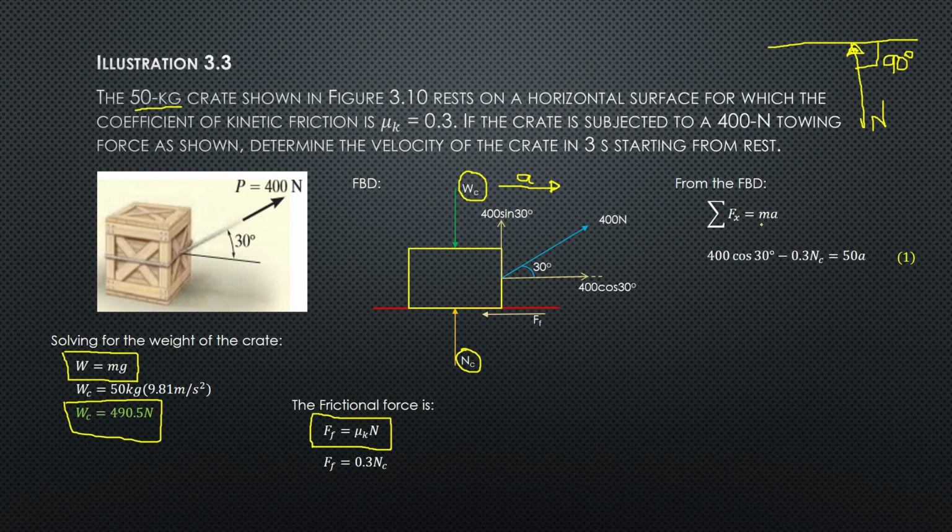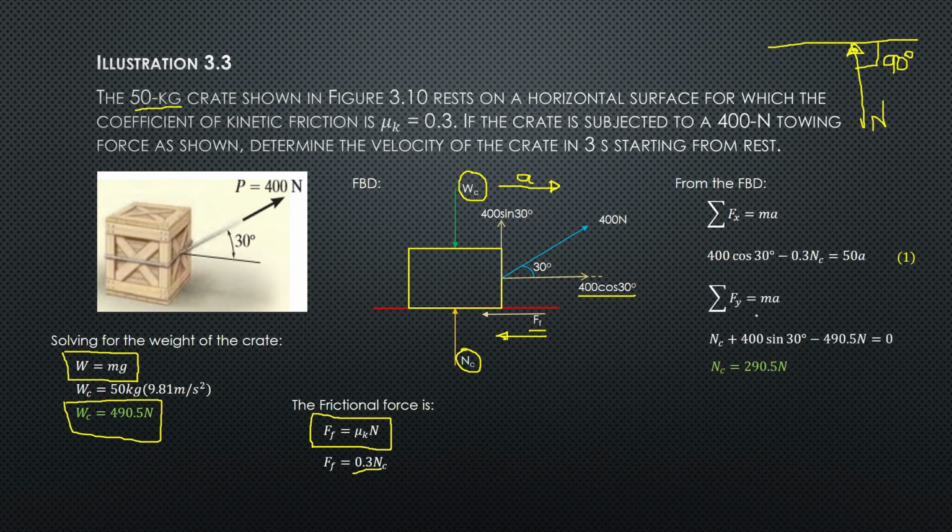Mass of the body. For the summation of forces along x, you need to add all the x components. The positive direction is to the right and the negative direction serves as negative. Horizontally, the applied force goes in the positive x direction, and the frictional force is opposite the motion of the crate, so it serves as negative. Therefore, 400 cosine 30 minus the frictional force of 0.3 times the normal force will be equal to ma, where the mass of the crate is 50 and its acceleration is unknown. This serves as equation 1.